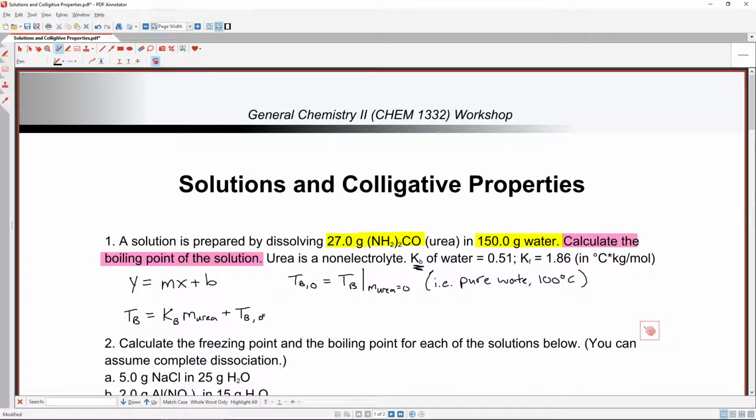So the form of this equation you'll see in your book, what they do is they subtract the T_b naught. So this implies that T_b minus T_b naught is equal to Kb times m of urea. And then they say the boiling point minus your initial boiling point is your change in boiling point. So this is the equation that y'all are familiar with. However, the question asks us to calculate the actual boiling point, not the change in boiling point. So it's useful to think about expanding that delta T.